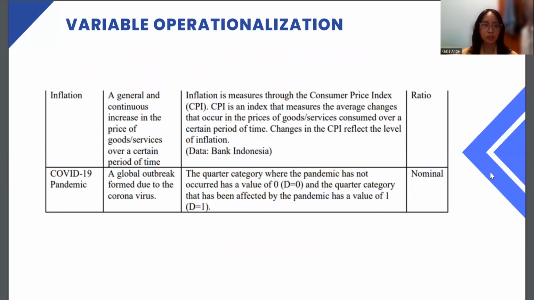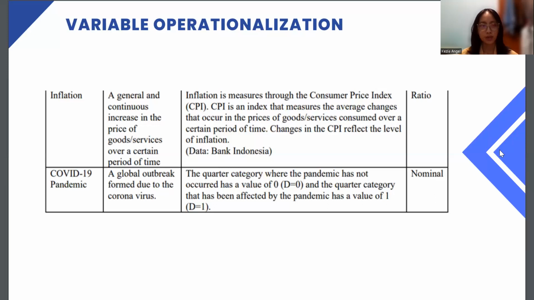Next variable is inflation. Inflation is a general and continuous increase in the price of goods and services over a certain period of time. The indicator is CPI. So inflation is measured through the Consumer Price Index, or CPI. CPI is an index that measures the average changes that occur in the prices of goods or services consumed over a certain period of time. Changes in CPI reflect the level of inflation. The data I got is from Bank Indonesia, and the scale is ratio.